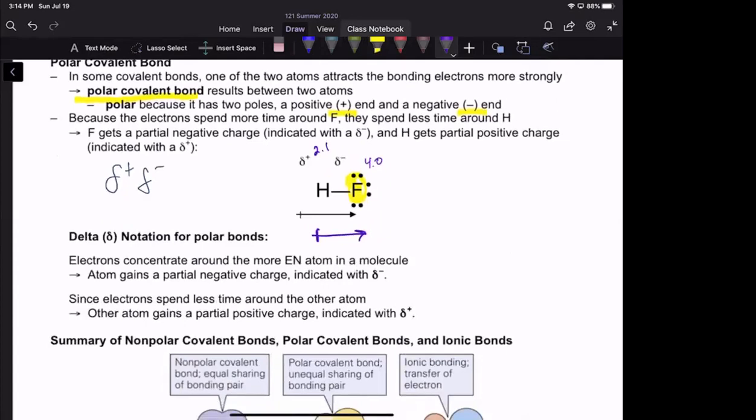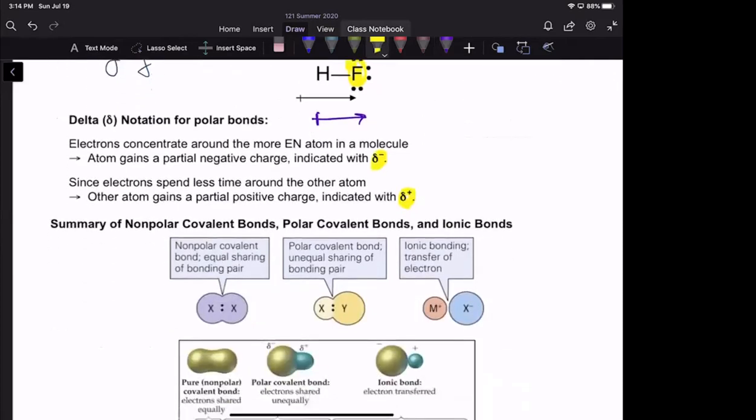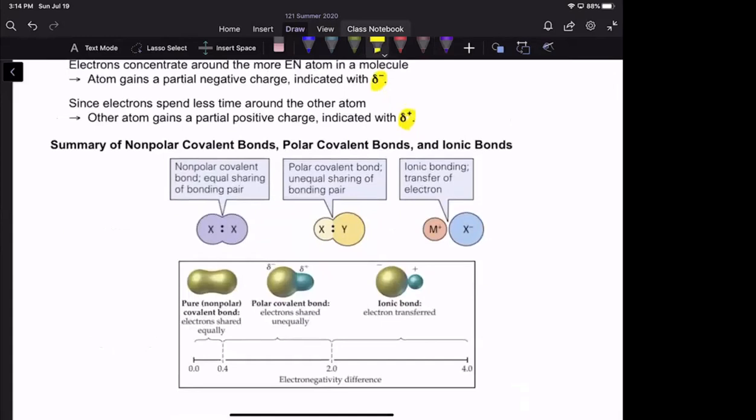So if the electrons spend more time on one of the atoms because it's more electronegative, then it's going to have a partial negative charge, and we'll mark that with a delta minus. If the electrons spend less time around the atom, then it will be the delta plus. It will have a partial positive charge. So we have this axis of bonding from nonpolar covalent bonds to polar covalent bonds to ionic bonds. And notice here that this whole region here is basically ionic.